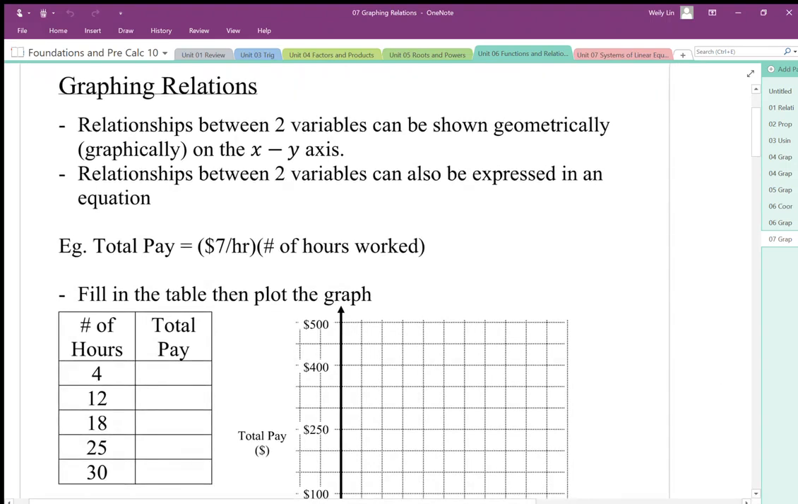In this lesson, we're going to focus on using some relationship, either a word relation or a calculation, to come up with a table of values and then to graph these and find the pattern on the graph. So we're going to use a relationship expressed in an equation and come up with a table, which then gives us the geometric or graphical interpretation of this relationship.